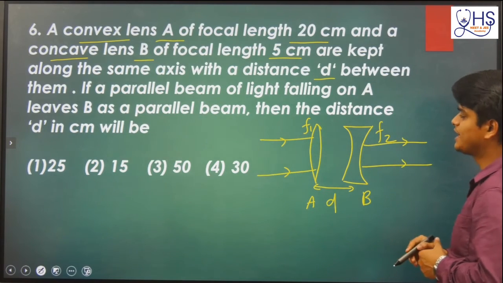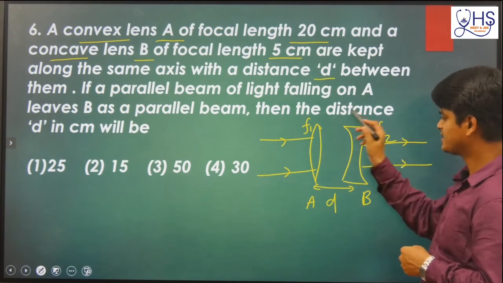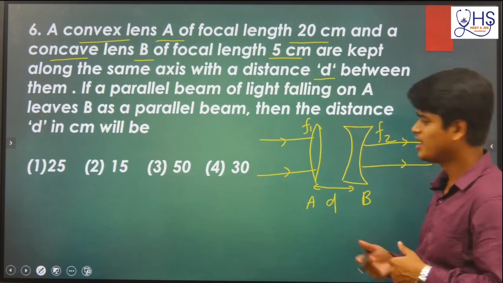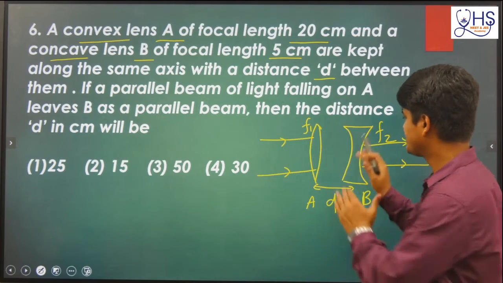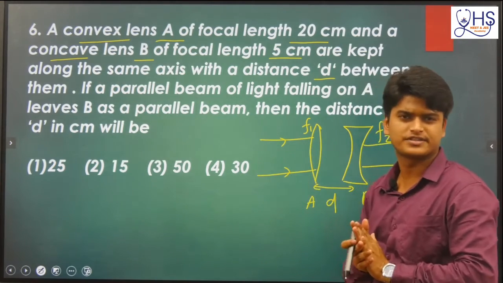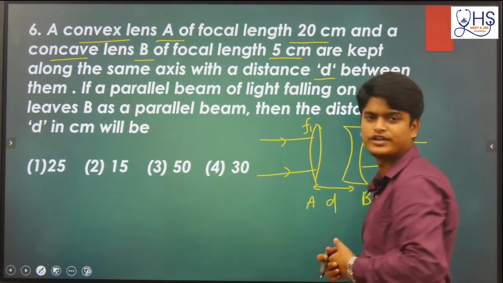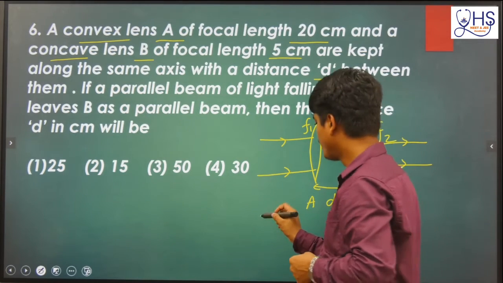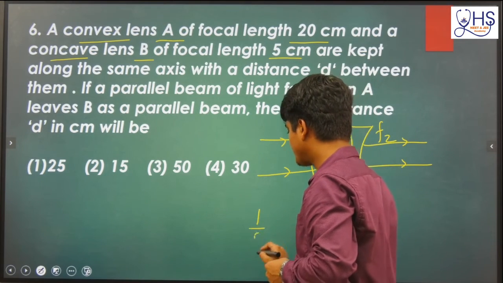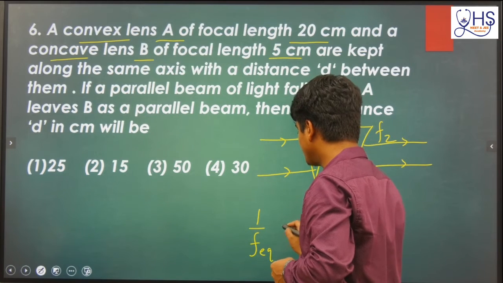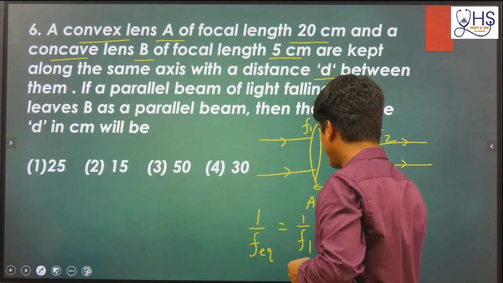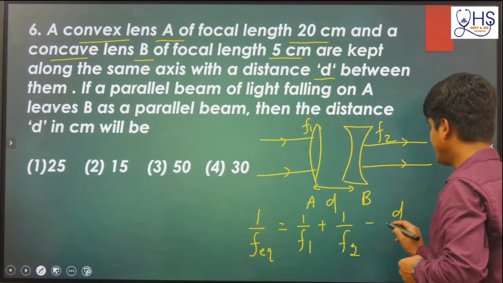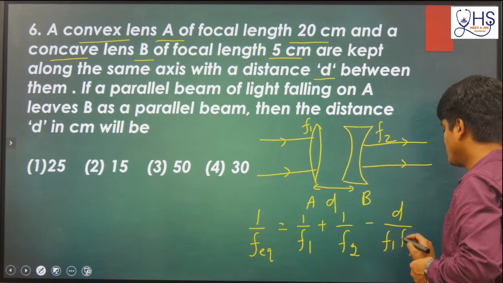Same parallel. That means what is happening? Now here there is no power, so you can tell the focal length is basically infinity. So it is acting like a plain glass surface, just simply coming and going. That means if I find the total equivalent focal length, I can write F equivalent is nothing but 1 by f1 plus 1 by f2 minus d by f1 into f2.